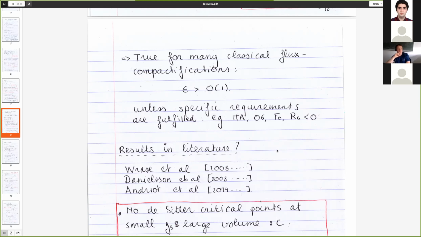Can this story of flux compactification be done in a more simple model, like, for example, in 11-dimensional supergravity, which has only one form field? Can it be extended to? Very good question.